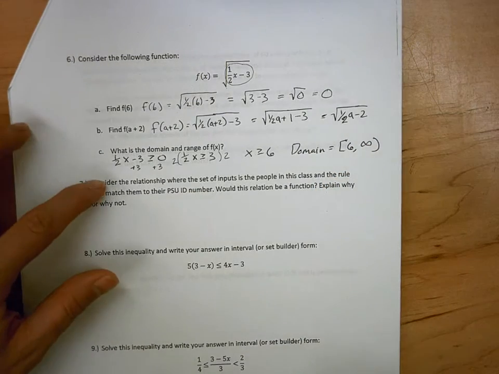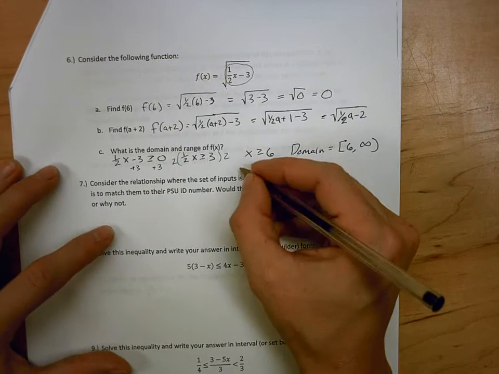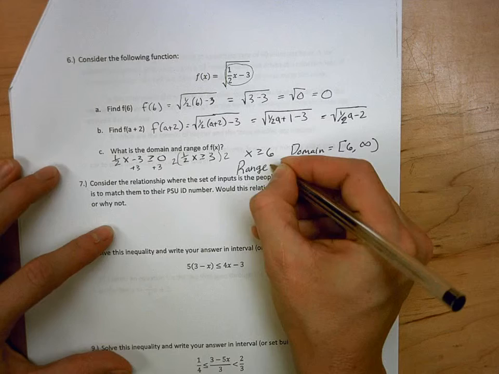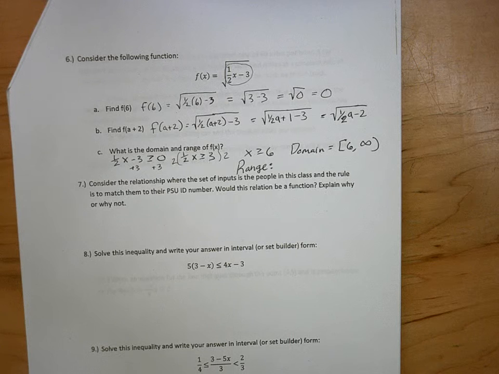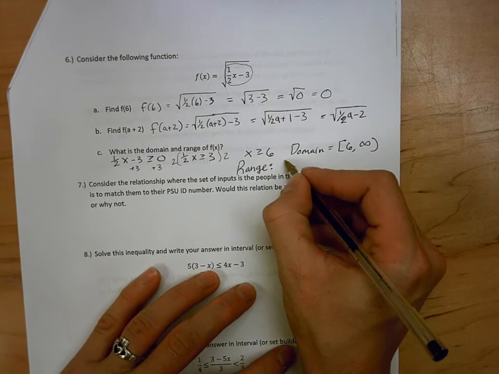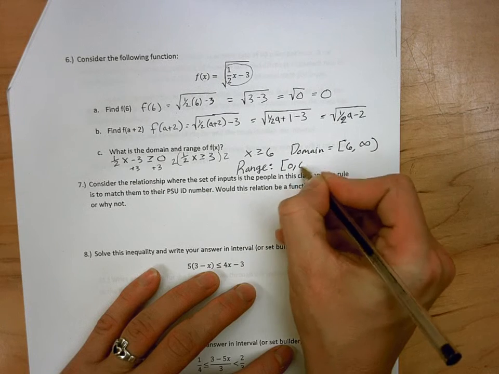Now what about the range? Well, we just need to remember that for a square root function, since we're never taking the square root of a negative number, we're only taking square roots of 0 or positive numbers, and those will always give us 0 or positive numbers. So the range is always going to be greater than or equal to 0, because we will never take a square root of a positive number and get something negative. So the output can never be negative. So our range is 0, infinity.